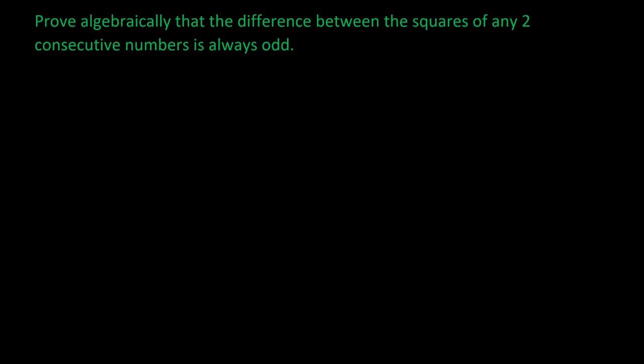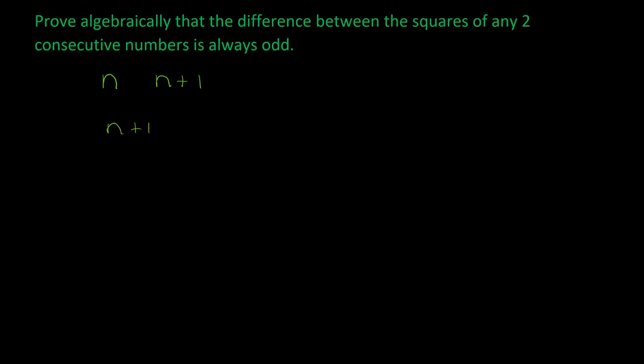Final one. Prove algebraically that the difference between the squares of any 2 consecutive numbers is always odd. So this time we've got 2 consecutive numbers. So if our first number is n, the next one would be n plus 1. We still need to square them, but this time we're going to take them away. So we put the big one first as normal.